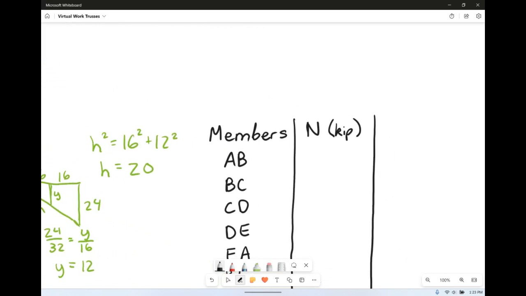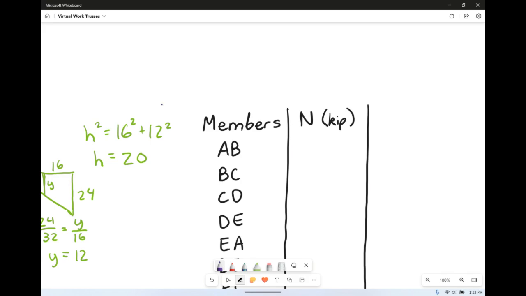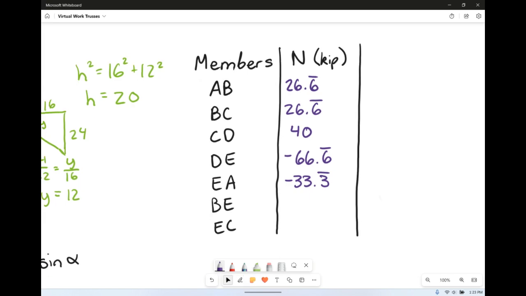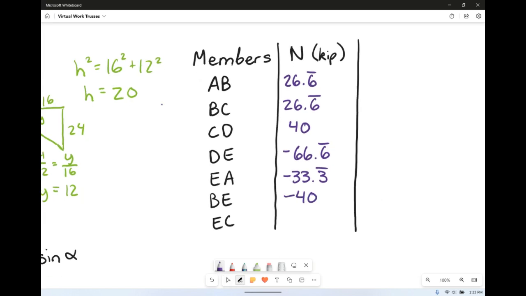So we're going to go in and fill out that chart. We'll keep it consistent with our colors here so that you know where they came from. So we have 26.6 repeating for AB. We have 26.6 repeating for BC. CD was 40. DE is negative 66.6 repeating. EA was negative 33.3 repeating. BE is negative 40. And EC is 33.3 repeating.